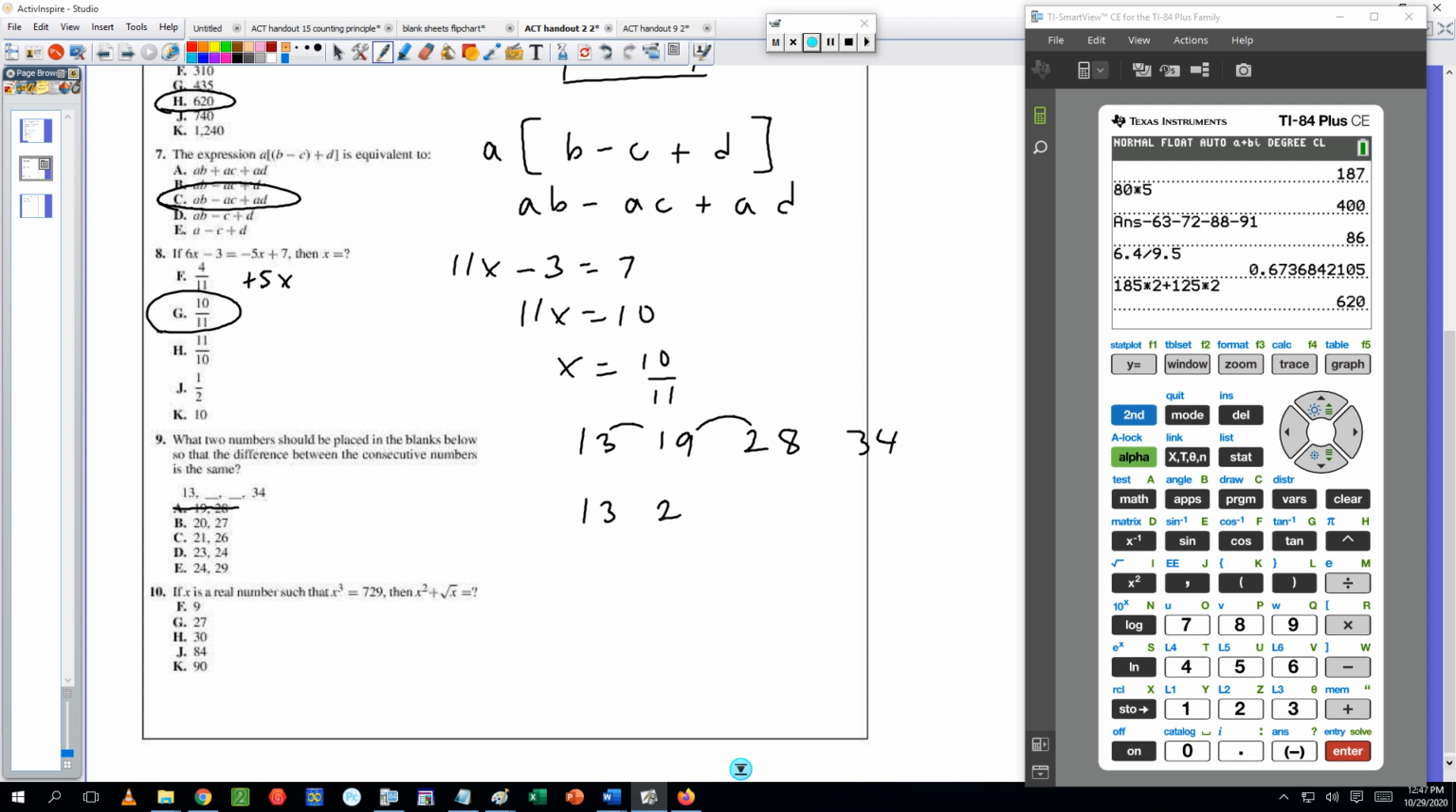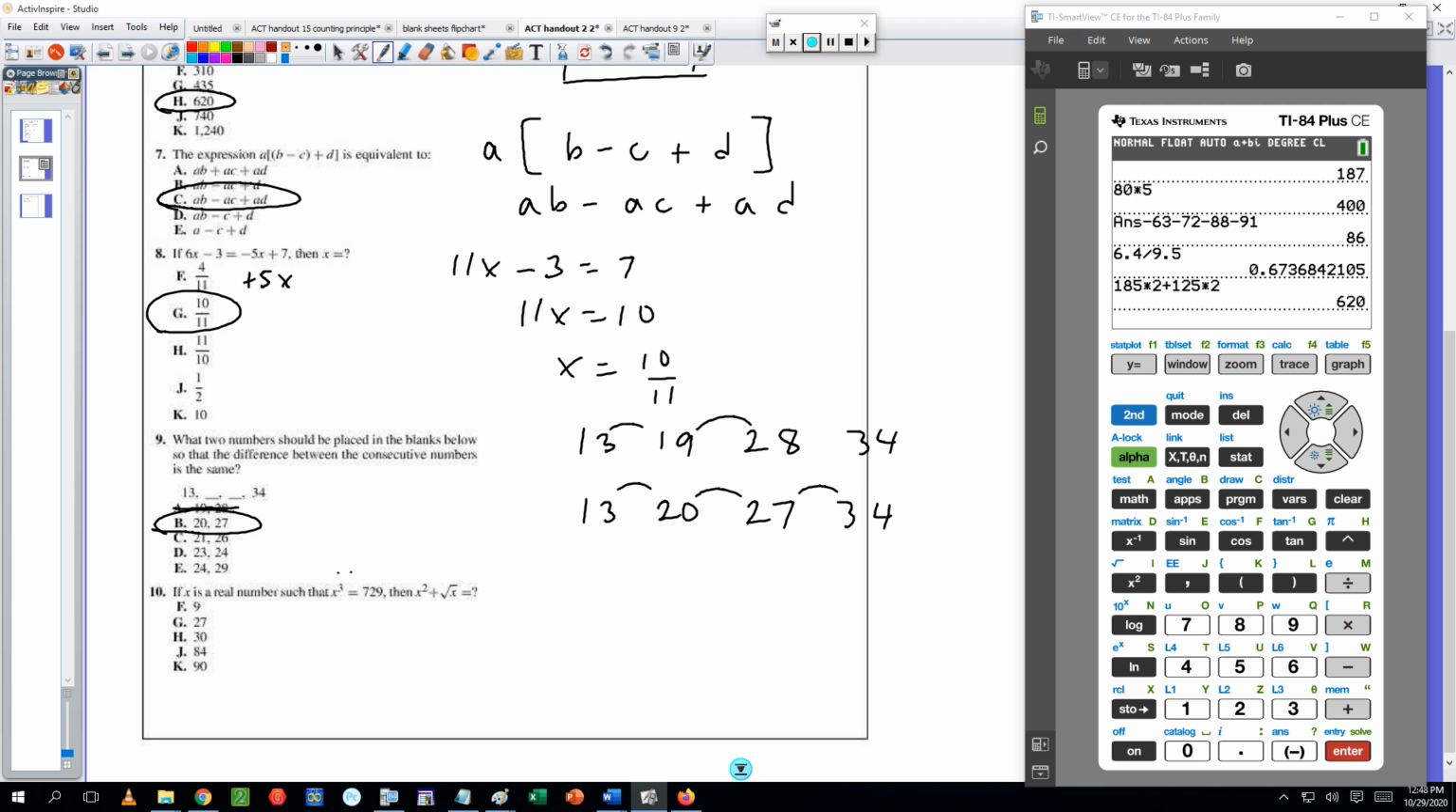Let's try B. 13 to 20, 27, and 34. 13 to 20 is 7. 20 to 27 is 7. 27 to 34 is 7. B is our answer.